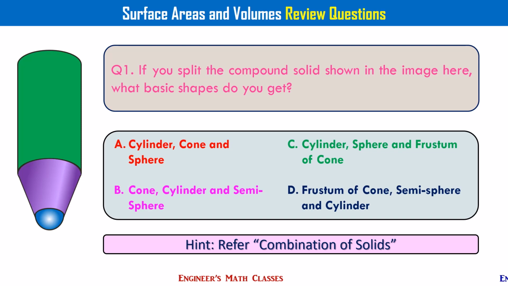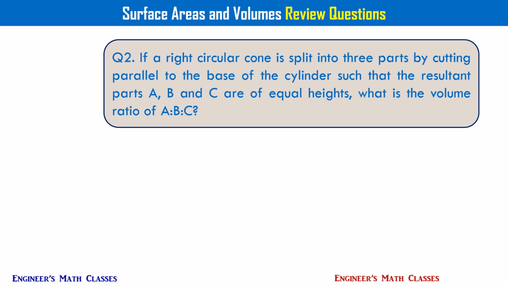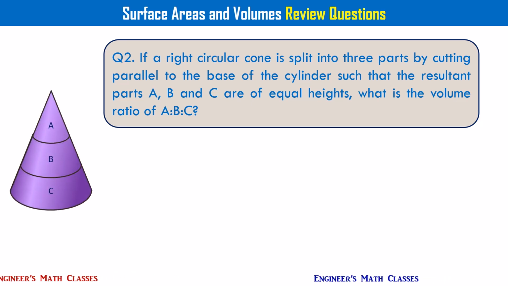So if you are confused about this problem, you might want to go back and refer to the section called combination of solids. The next question: if a right circular cone is split into 3 parts by cutting parallel to the base of the cylinder such that the resultant parts A, B and C are of equal heights, what is the volume ratio of A, B and C?